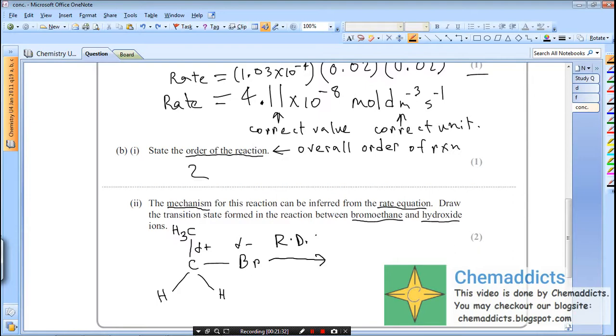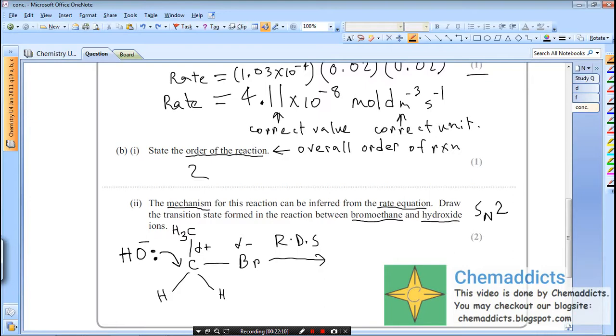By the way, this mechanism should be an SN2 mechanism, a bimolecular mechanism. Since this is an SN2 mechanism, there should be two particles present in the RDS step. So here is the hydroxide, which is a nucleophile.